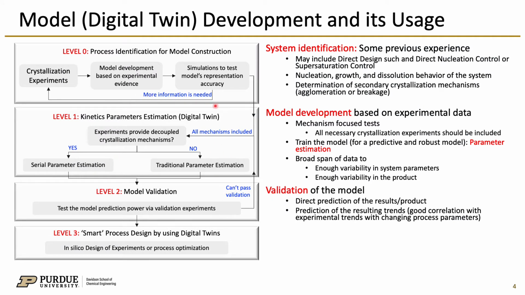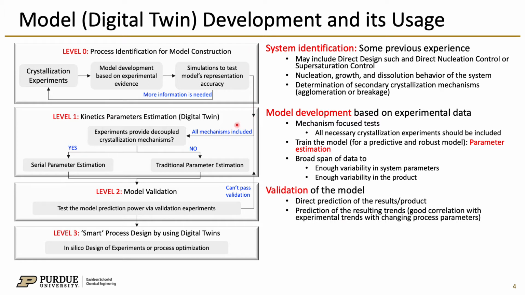Here, you see the schematic representation of the steps we follow in the development of a digital twin for crystallization processes. The first step, or the 0th level, is to understand the crystallization dynamics and determine the mechanisms included in the process, such as nucleation, growth type, the presence of breakage or agglomeration. Then, some experiments are designed to emphasize the existing crystallization mechanisms and to decouple them based on model training needs. Sometimes, direct design experiments are included in this step, such as direct nucleation control or supersaturation control, to explore the phase diagram limits and again to decouple crystallization mechanisms.